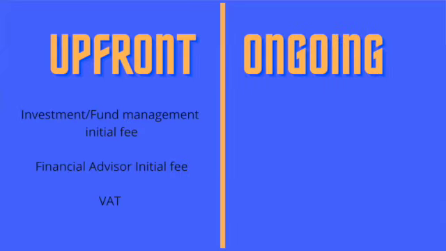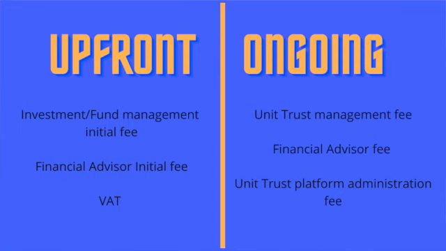So what are some of the fees and charges that you can expect to be charged on a unit trust? These fees can be categorized into two categories: upfront fees as well as ongoing fees. The upfront fees include your investment management company initial fee, and then you also have your financial advisor fee, and on top of those two you also have VAT, which is charged separately as an upfront fee. On your ongoing fees, you have your financial advisor fees, as well as your investment company management fee, as well as platform management fees. Those are three fees that are ongoing, and those are charged as a percentage of the value of your investment.